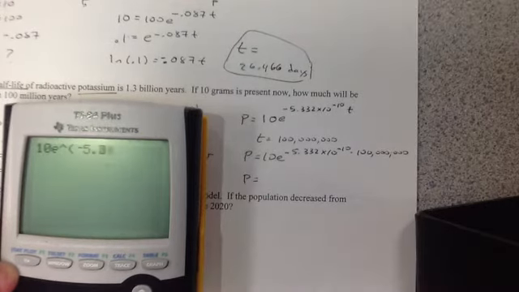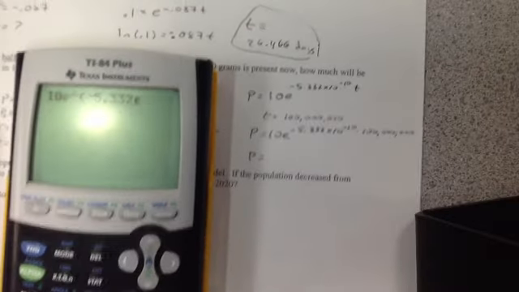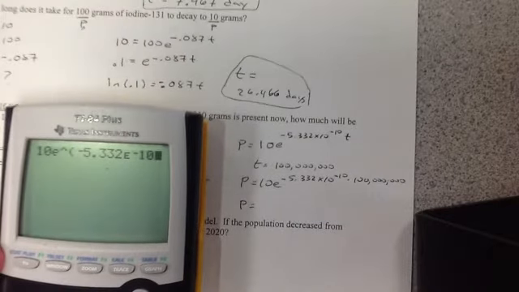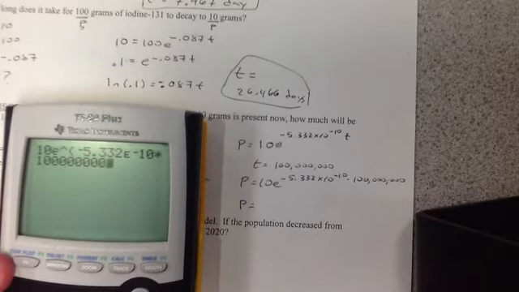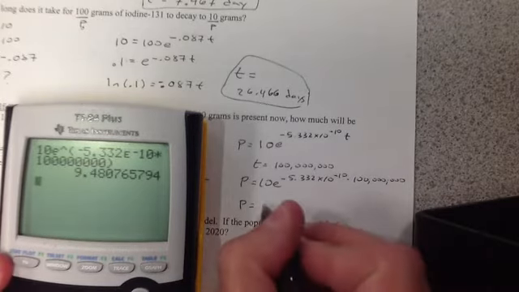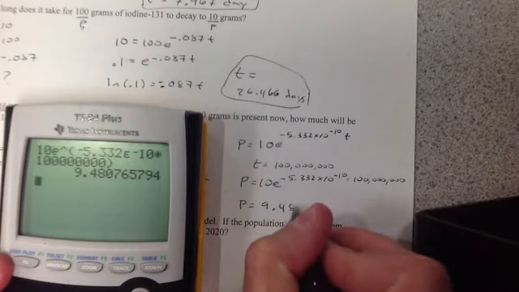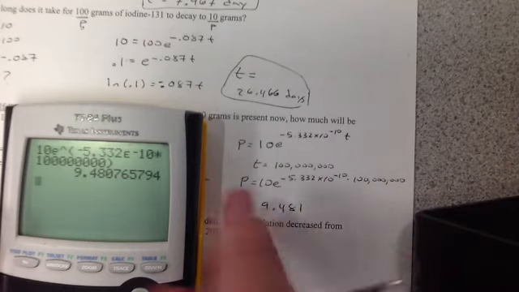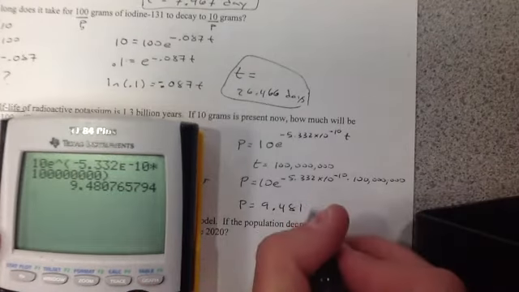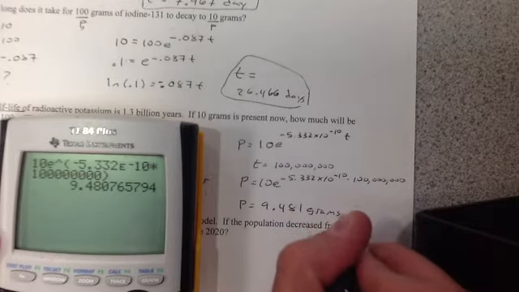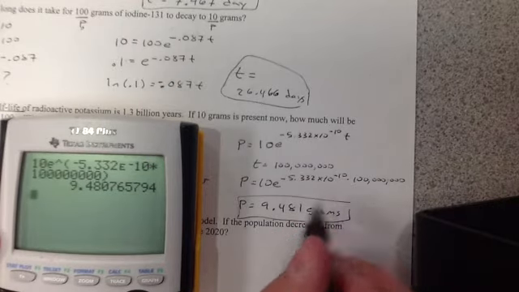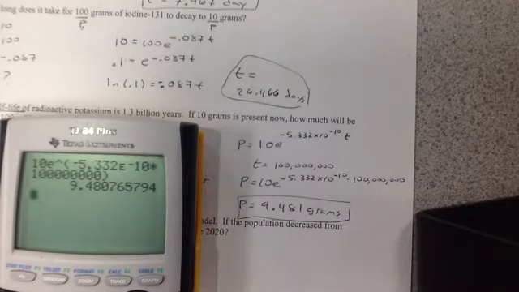All right, so I type all of this in: 10e, negative 5.332. Use the E button, second, comma, E. That's scientific notation on the calculator, okay? Negative 10 times 100 million. And I get 9.481, wow, grams. Is that right? Wow, in 100 million years, we only lost half a gram.